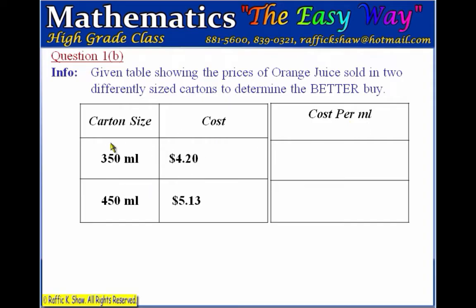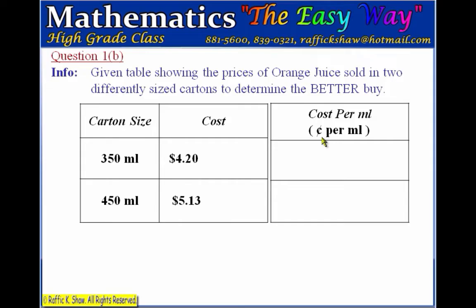And because we'll be dividing by the 350 here and also dividing by the 450 here, it's better we work in cents. Instead of using, for example, the $4.20, we can convert this to 420 cents and then do the division. And here we convert the $5.13 to 513 cents and then proceed with that division. Let's go through the steps.